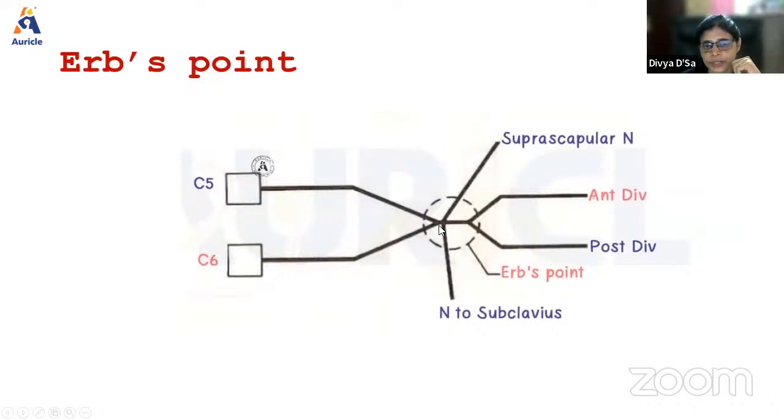The point where 6 nerves meet is called Erb's point. So what are those 6 nerves? Ventral rami of C5, ventral rami of C6, suprascapular nerve, nerve to subclavius, and the anterior division and posterior division of the upper trunk. All these 6 nerves together we call Erb's point. It is very important because it is the common site of injury, which leads to Erb's palsy. That is why it is important.